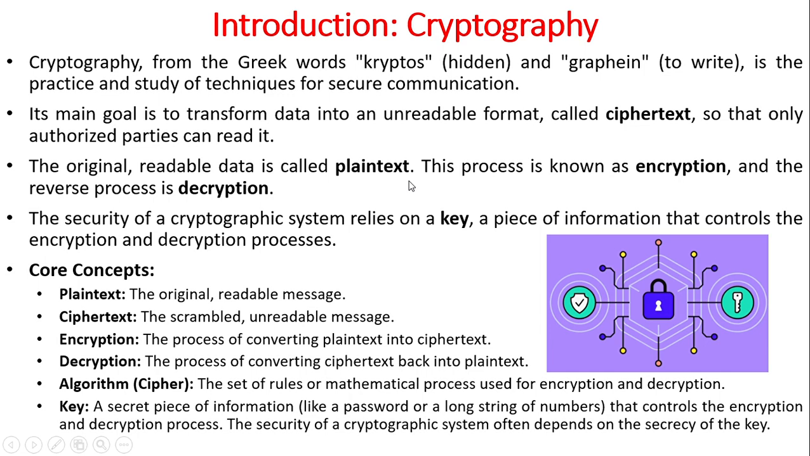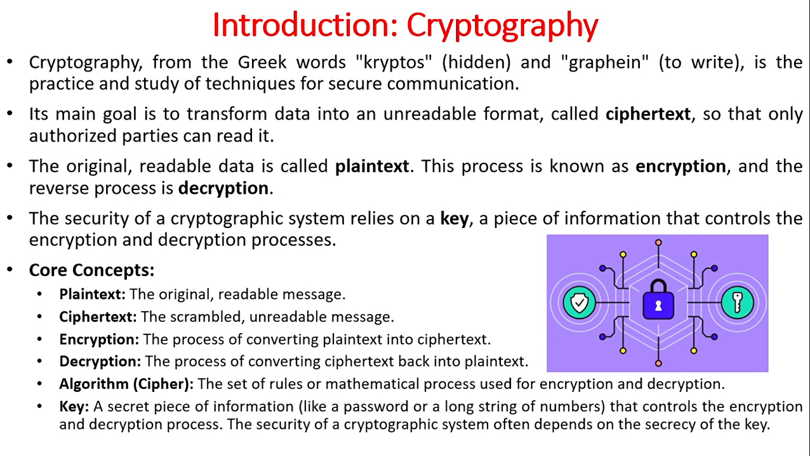Whatever data we need to send as input, we call it plain text. The process of converting plain text to ciphertext is known as encryption, and the process of converting from ciphertext back to plain text is called decryption. The security of a cryptographic system relies on the key, a piece of information that controls the encryption and decryption process. So the key plays the major role.